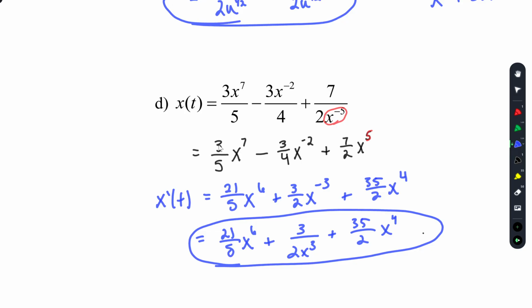Okay, boom. So you should have 21/5 and a 6. Positive 3/2, because you have a negative 2, negative times negative, then to the negative 3 power, and then 35/2. And then to make it cute, that middle one, you got to put the x cubed down there. Okay.